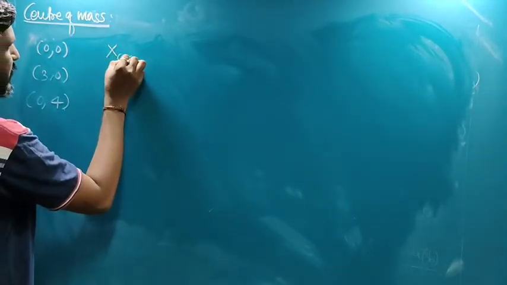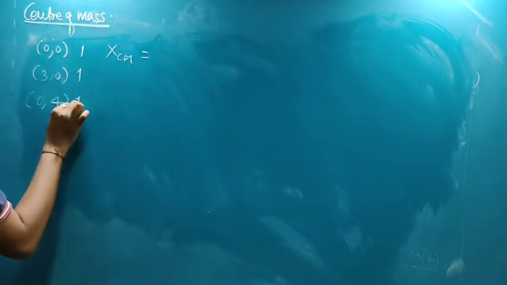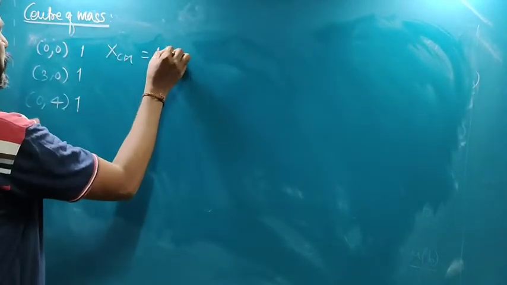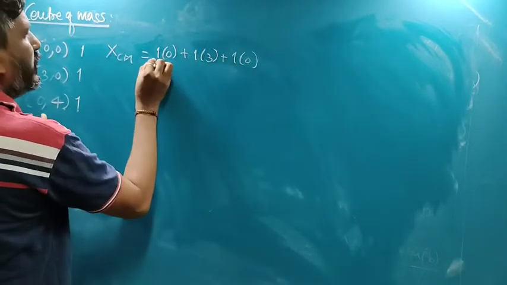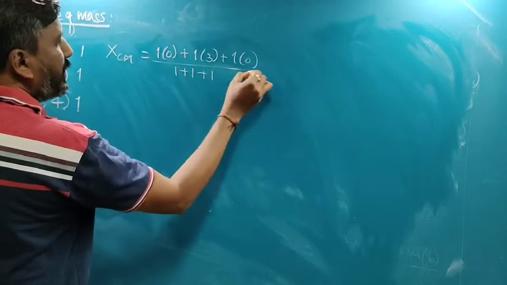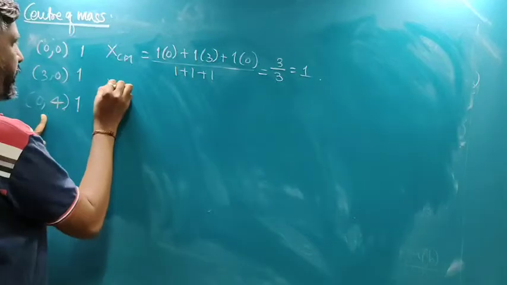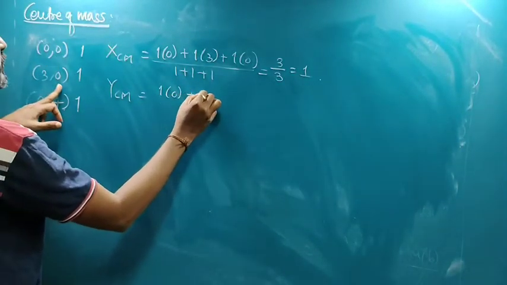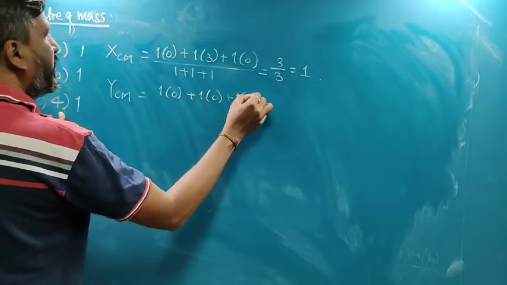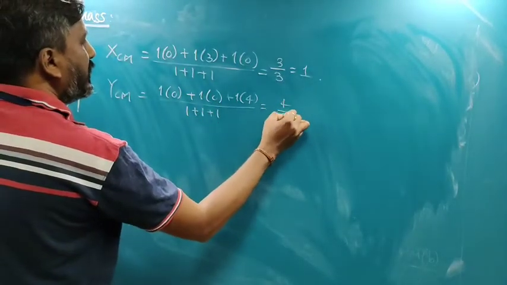So along the x-axis, the center of mass is given by: the three masses are there, each of mass 1 kg. So 1 into 0 plus 1 into 3 plus 1 into 0, divided by 1 plus 1 plus 1. So it becomes 3 divided by 3, which is 1. Along the y-axis, the coordinates are 1 into 0 plus 1 into 0 plus 1 into 4, divided by 1 plus 1 plus 1. So your answer is 4 by 3.